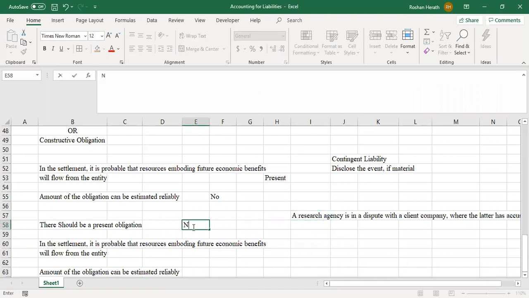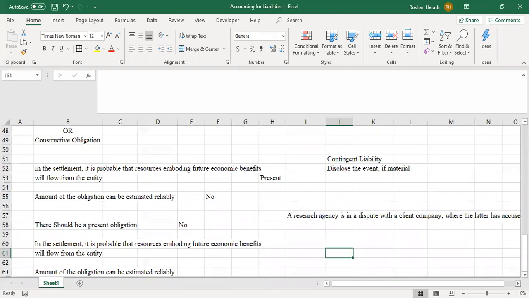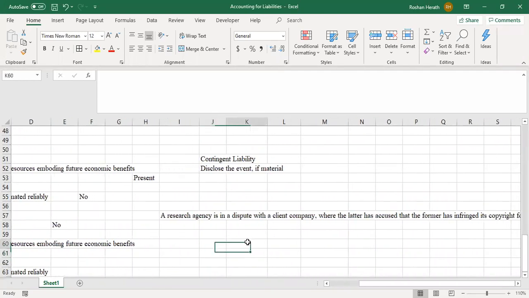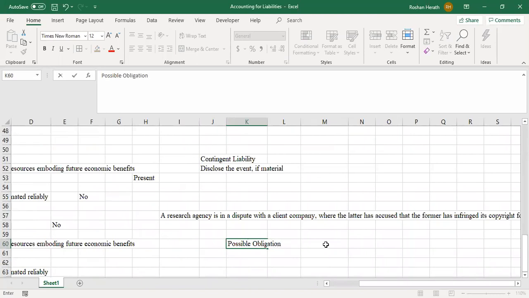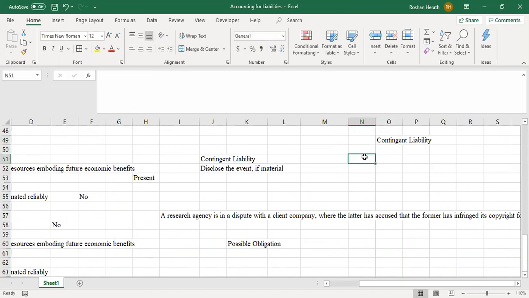So therefore the very first criterion is missing. No. Then if it is not there, we don't have to go for the rest of the criteria. If the present obligation is not there, what can be there is a possible obligation. A possible obligation can be there. So if you can recall, when it comes to contingent liability, there are two forms. What is that? The contingent liability could be a kind of present obligation.